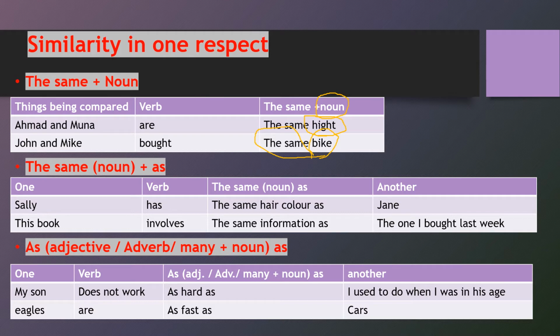That is, Sally and Jane, okay, have the same hair. If I want to use the first tool, Sally and Jane have the same hair. But as long as I have "has" here, Sally has the same hair as, or hair color as, Jane. And then the second example, this book involves the same information as the one I bought last week.